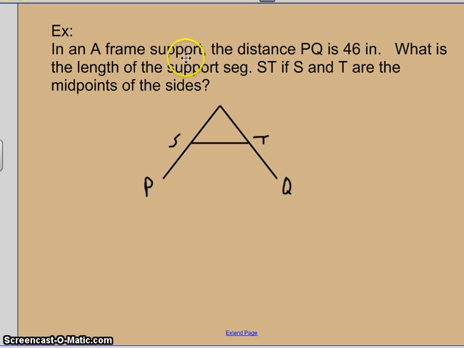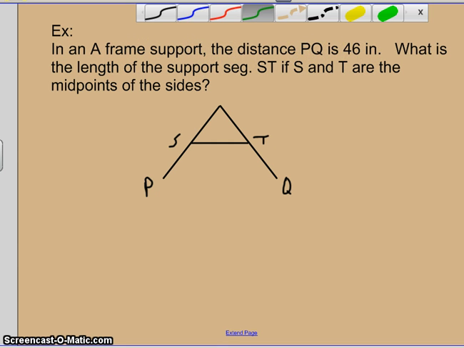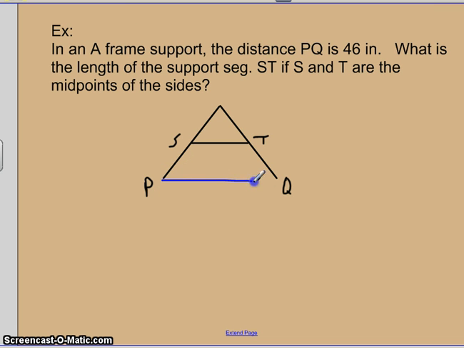Alright, in an A-frame support, the distance PQ is 46. So I'm going to go ahead and mark that down here. So PQ right down here, not drawn in there. We're going to draw it in, and we're going to mark that 46. What is the length of the support ST, and S and T are the midpoints of the sides? So it looks like the mid-segment again is ST, and so half of 46 would be the ST length, which would be 23. So 23 inches would be our answer for that support.